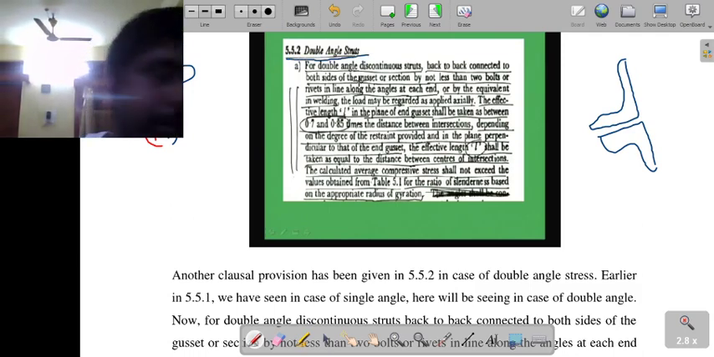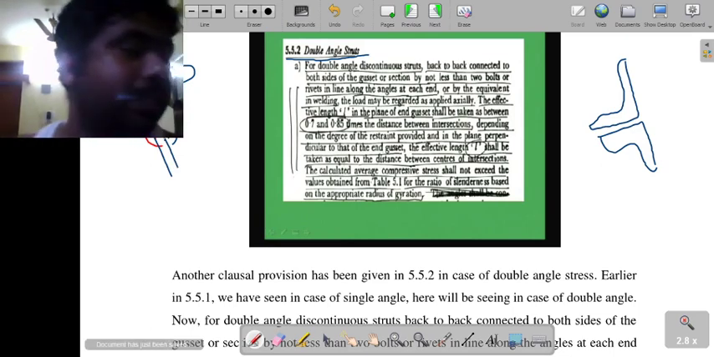So number 1, under that number A, or if you want to write it in continuation of the earlier section, you write this is number 3. Write down: double angle back to back on both sides of the gusset plate. Double angle back to back on both sides of the gusset plate. This is the case.